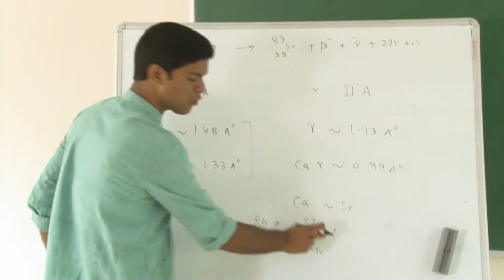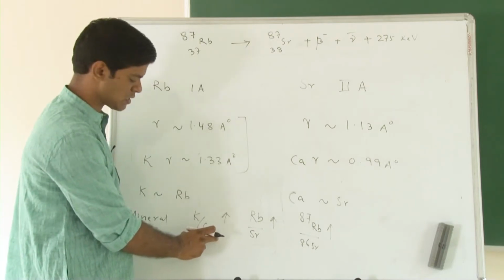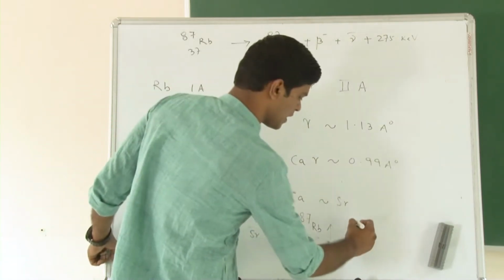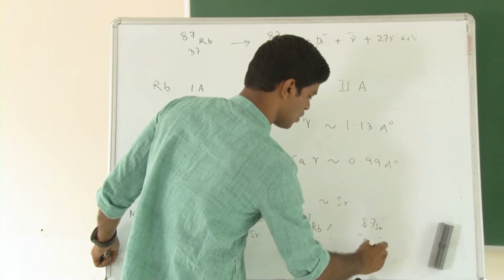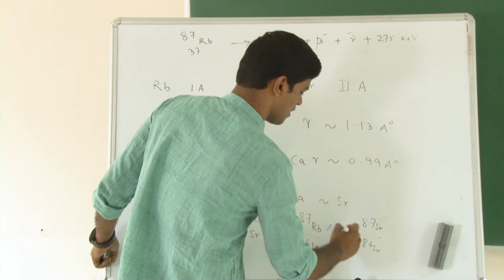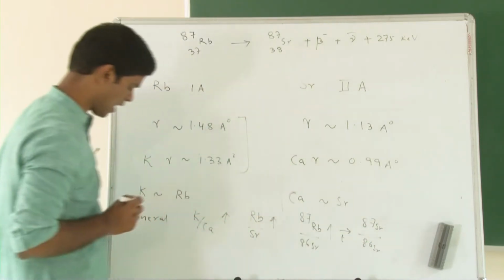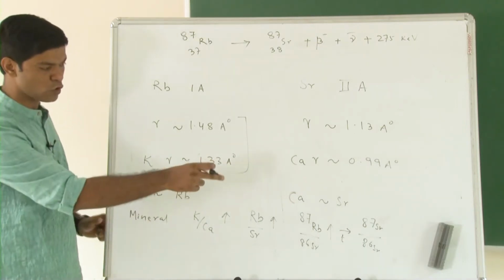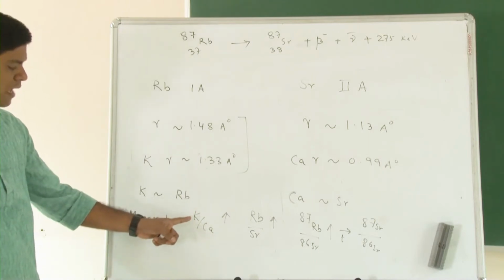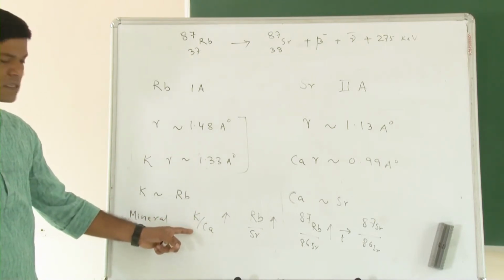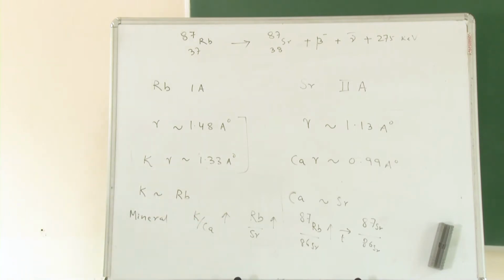If you have more 87 rubidium, then this particular mineral with high potassium and calcium ratio is likely to have high 87 by 86 strontium over a period of time, because the 87 rubidium is decaying to 87 strontium. Hence, wherever you want to look for high 87 strontium by 86 strontium ratios, you are likely to get them in a mineral where the potassium by calcium ratio is very high.